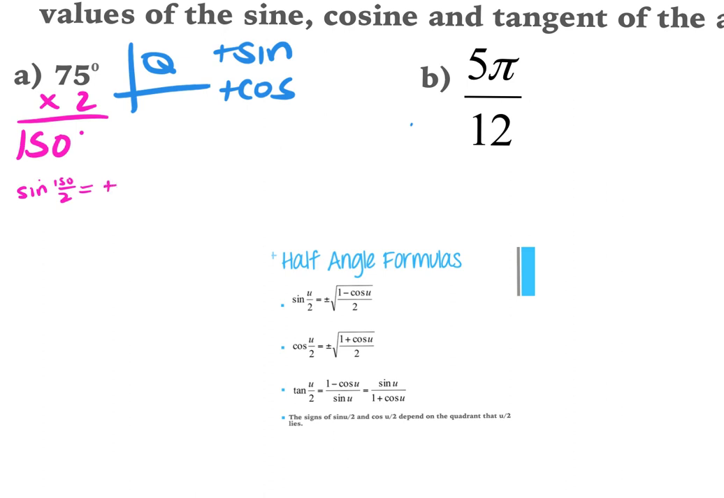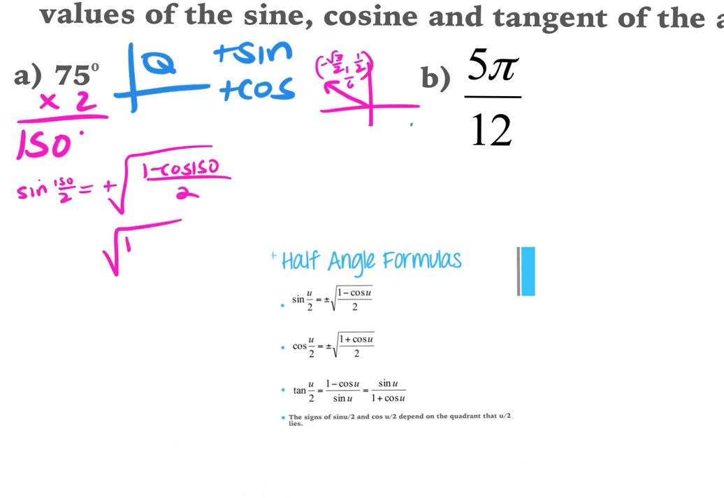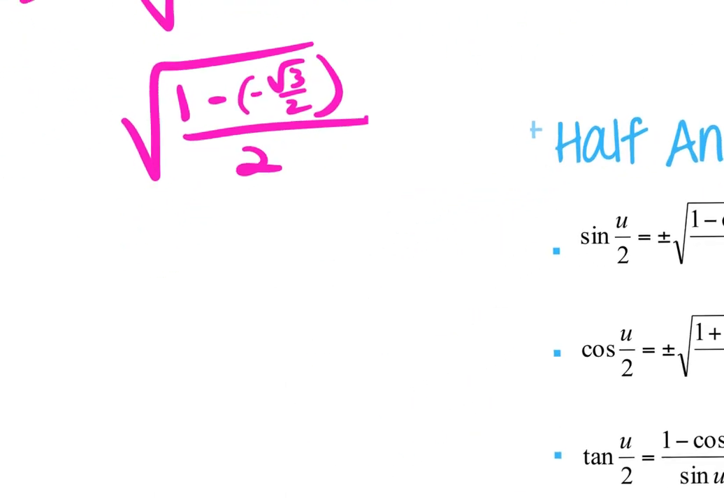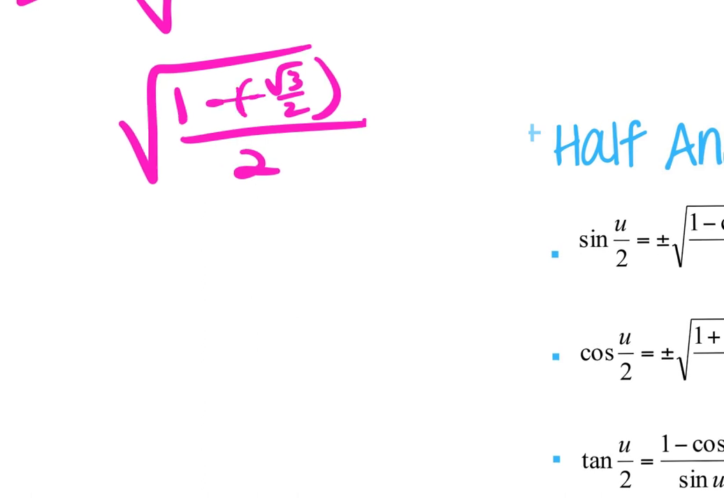We said it has to be positive, and it would be the square root of 1 minus the cosine of 150 over 2. Then I would go to my unit circle and find 150. 150 is where? Second quadrant, at the 5π over 6 there. So it's negative root 3 over 2 and 1/2. And the cosine there is negative root 3 over 2. So I do 1 minus negative root 3 over 2, over 2, and all that's underneath the radical. So then this becomes plus.